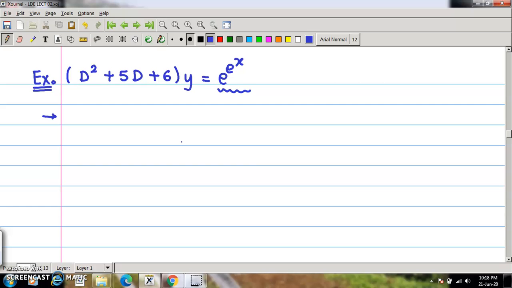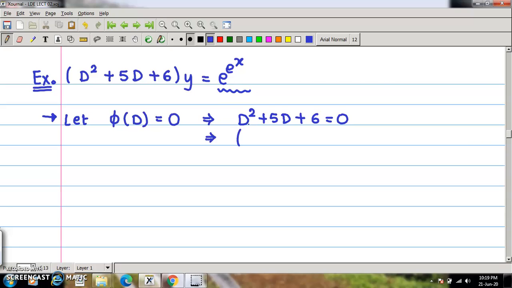So let's simplify. Generally, to identify a proper method of solving, when to use the shortcut method, when to use the general method and when to use the variation of parameters method, there is a simple observation that we are going to discuss in upcoming lectures. So first we consider the auxiliary equation here. We take phi of D equal to 0, that is, D squared plus 5D plus 6 equal to 0.